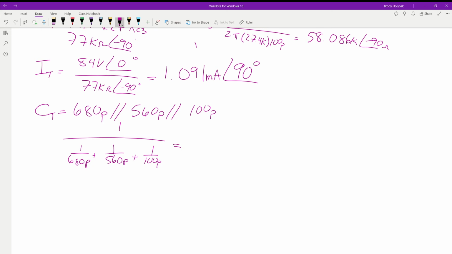While we're solving this guy, what is the key for what our answer needs to be? Smaller than 100. Because it's going to be smaller than our smallest value. So just the same as if these were resistances, if we had 680 ohms, 560 ohms, and 100 ohms of resistance all in parallel, our total value of these guys is going to be smaller than the smallest value. This is our limiting factor. And so our answer comes out to be 75.436 picofarads.